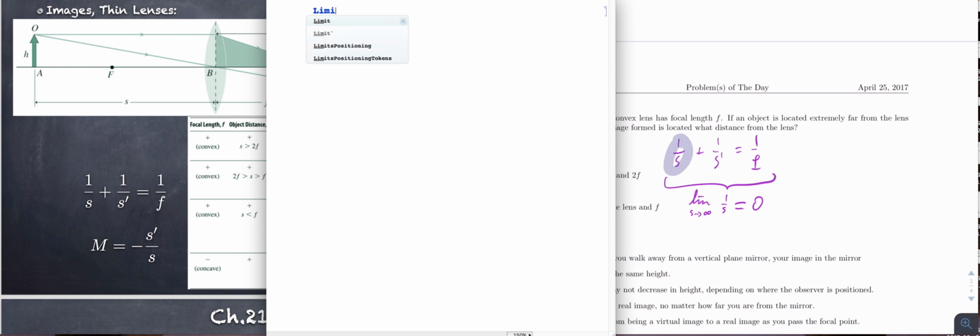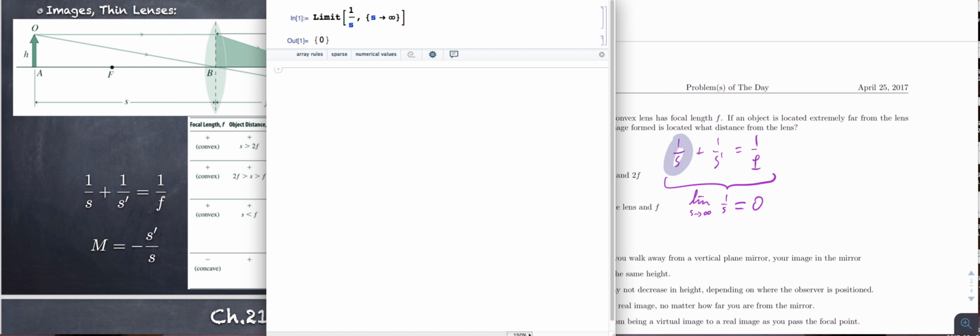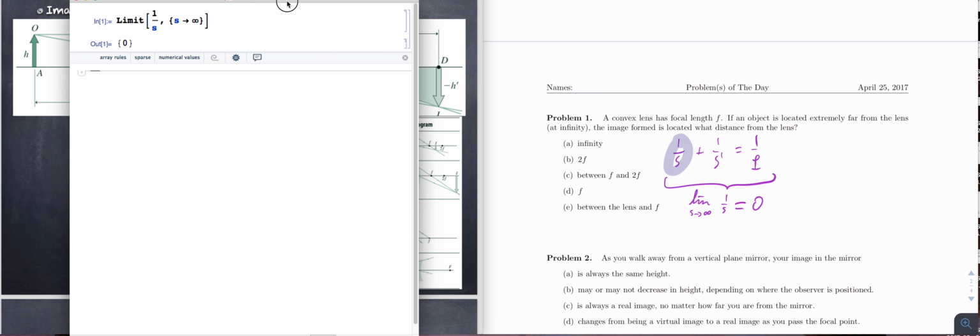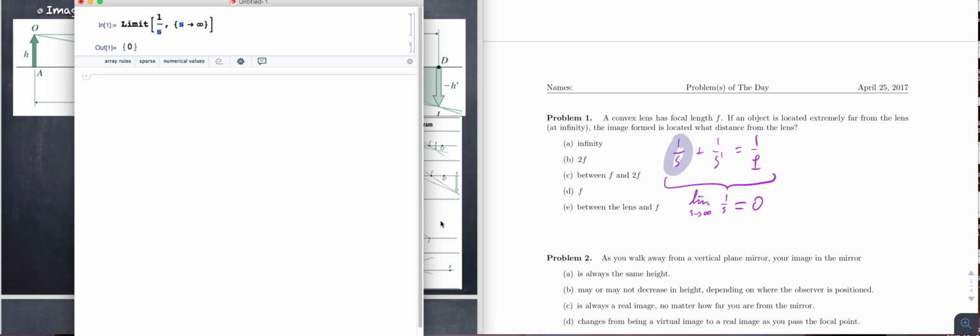So, we can do 1 over S, and then S goes to infinity, and you see that gives you 0, because you're just dividing 1 by a really large number, and that gives you essentially 0.